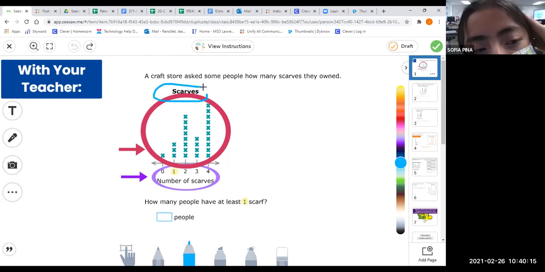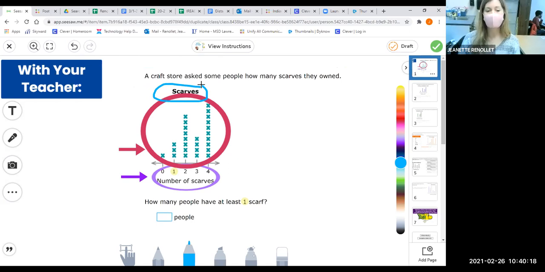I notice a title called Scarves. Here is an example of a line plot. I see some categories down here: 0 scarves, 1 scarf, 2 scarves, 3 scarves, or 4 scarves. Today we're going to practice reading a line plot by answering a question.